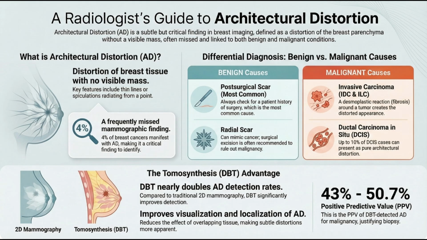Suspicious findings get a BI-RADS 4 or 5 and a prompt biopsy. Delaying a diagnosis when AD is present is a major clinical pitfall. So what happens if the imaging looks really suspicious, a definite BI-RADS 4, but the core needle biopsy comes back benign, maybe as a radial scar?